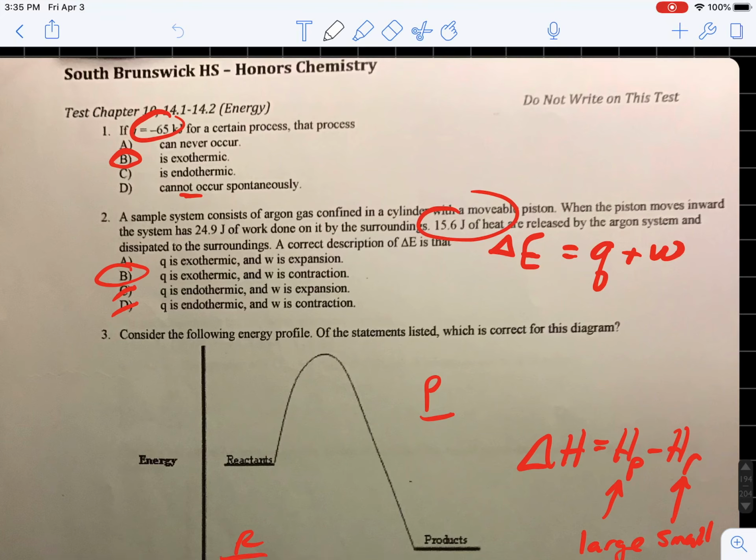Okay, first question was if Q is negative 65 kilojoules, then the process is, and the answer was exothermic. You could tell it's exothermic because a negative value for Q means exothermic, a positive means endothermic.